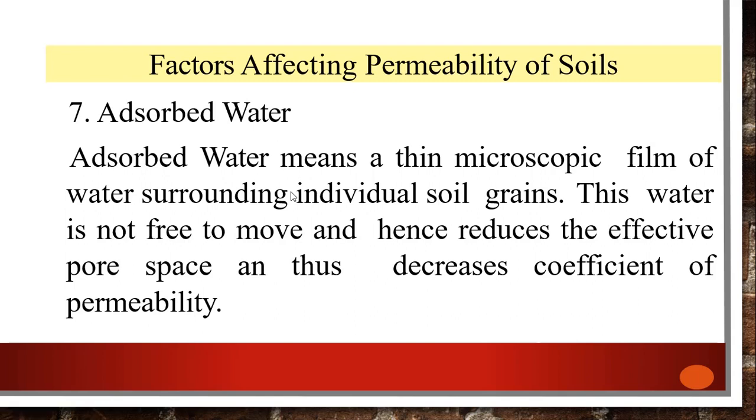Then the next factor is adsorbed water. Adsorbed water means it is a thin microscopic film coating the surrounding individual soil grain particles. This water is not free to move and hence ultimately reduces the effective pore spaces and thus decreases the coefficient of permeability of a soil.